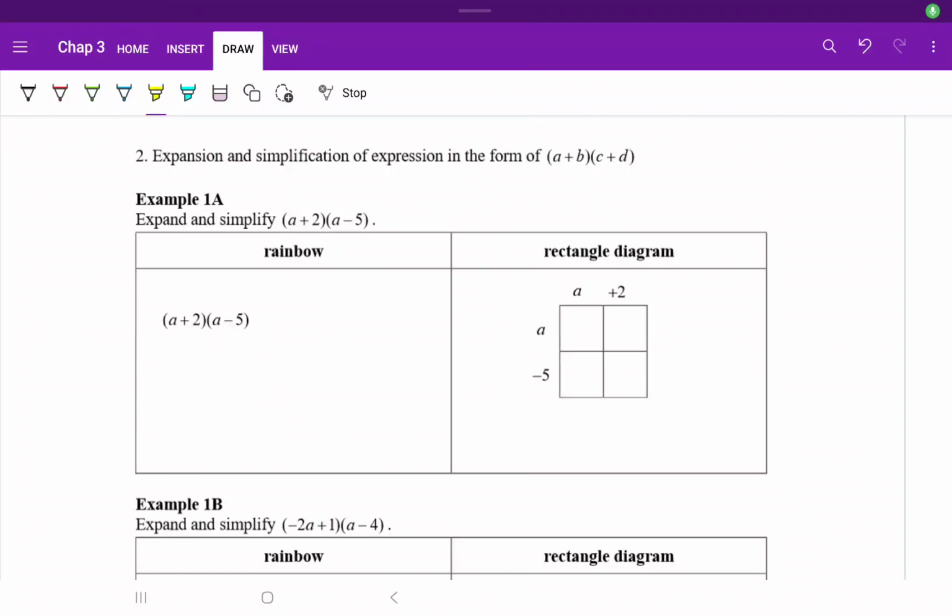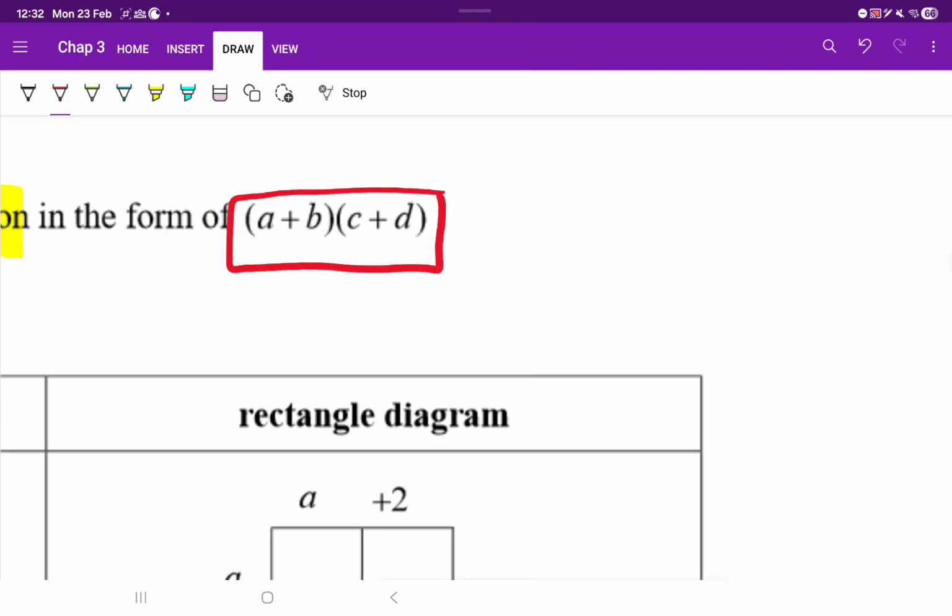We are looking at expansion, sorry, I highlighted wrongly. Expansion and simplification. Like I said, it's a two-step process: expand first, simplify after. The form that we are looking at is this bracket form. This is also known as the factorized form. Can you please write this down?